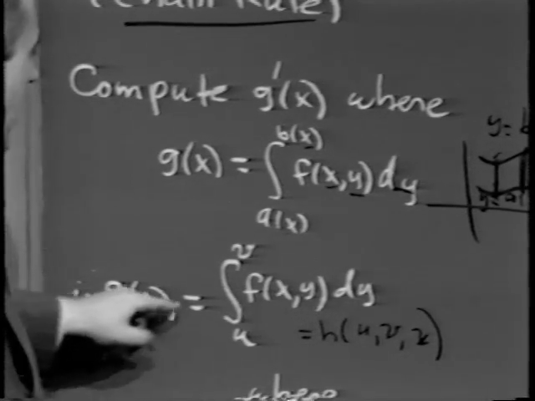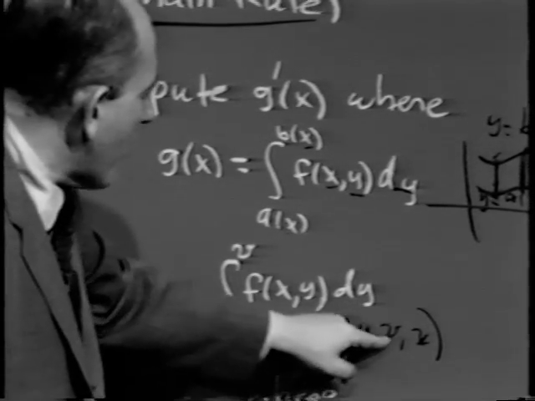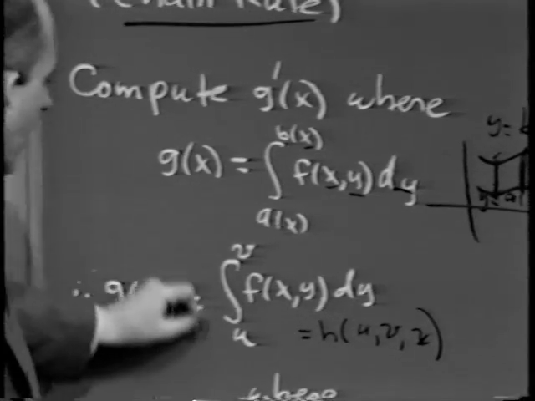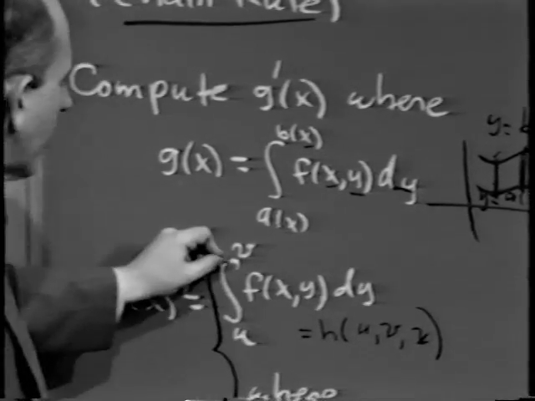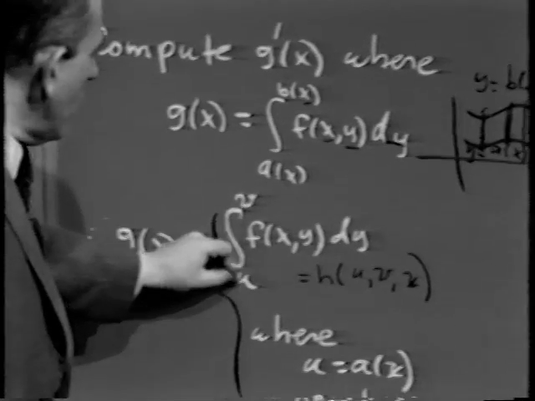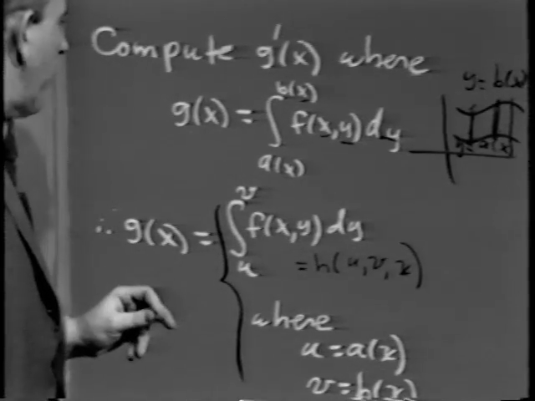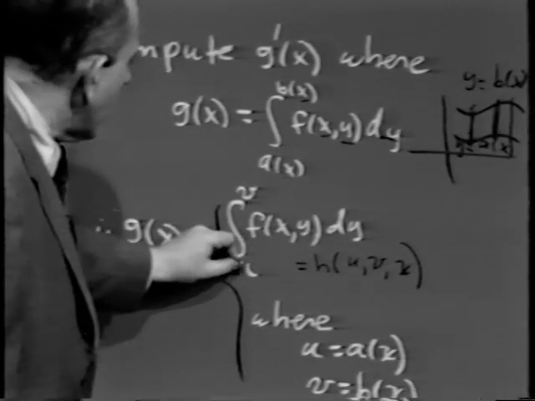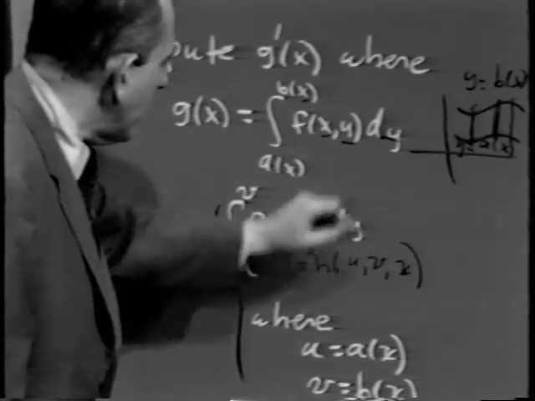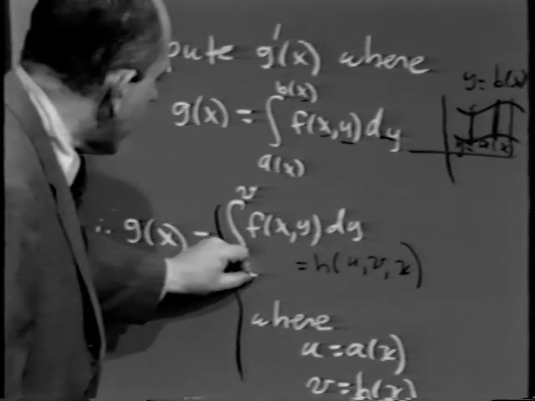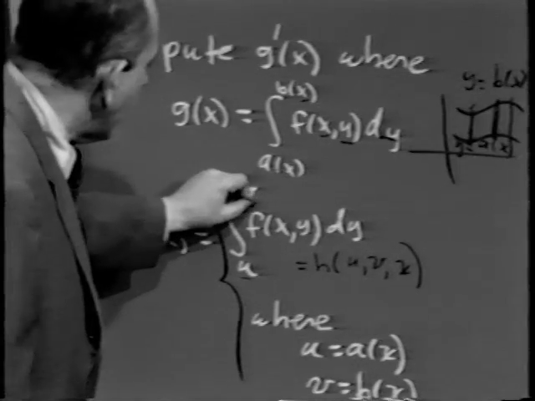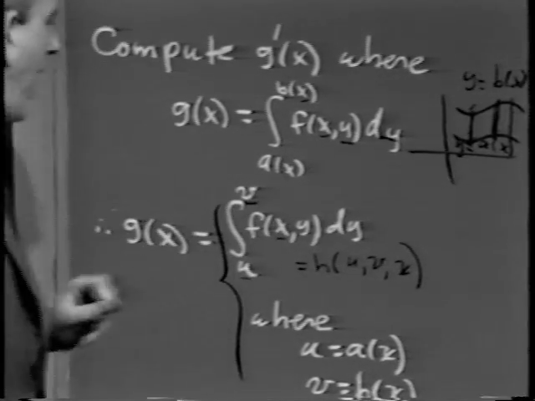Let's write down the function of three independent variables, u, v, and x. Okay? What will that function be? It'll be the integral. Let u, v, and x be arbitrary independent variables. Look at the integral from u to v, f of x, y, dy. This is obviously dependent upon u. It's dependent upon v, and it's dependent upon x.